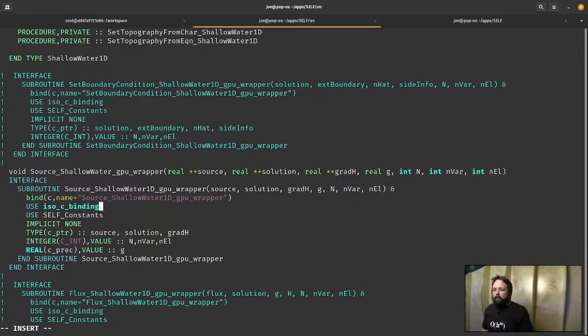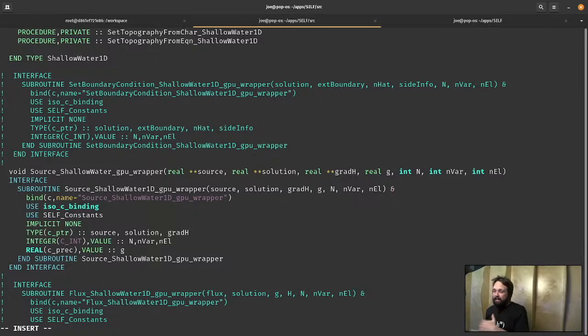Now, when you use the ISO C binding class, you get access to a couple other data types. One is the C pointer data type, which is actually what we used in those device data attributes. Those are all C pointers. And so what we want to have as inputs and outputs here are the C pointers. So anything that is an allocatable array on the Fortran side, on the C side, it's a C pointer.